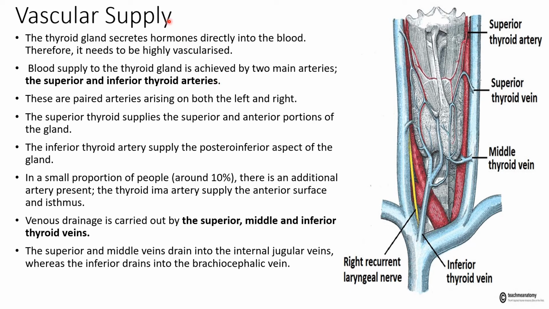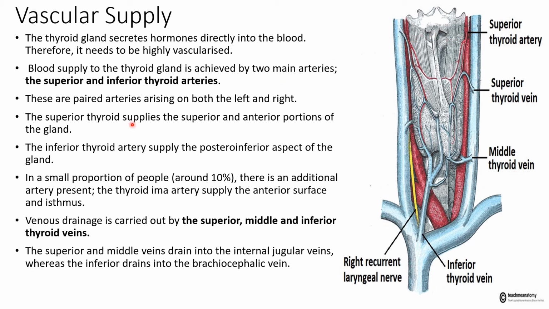About the vascular supply, the thyroid gland secretes hormone directly into the blood. So it needs high vascularization. This is achieved by two main arteries, the superior and inferior thyroid arteries. They are paired arteries arising on both left and right. Here you can see the superior thyroid arteries on both sides.